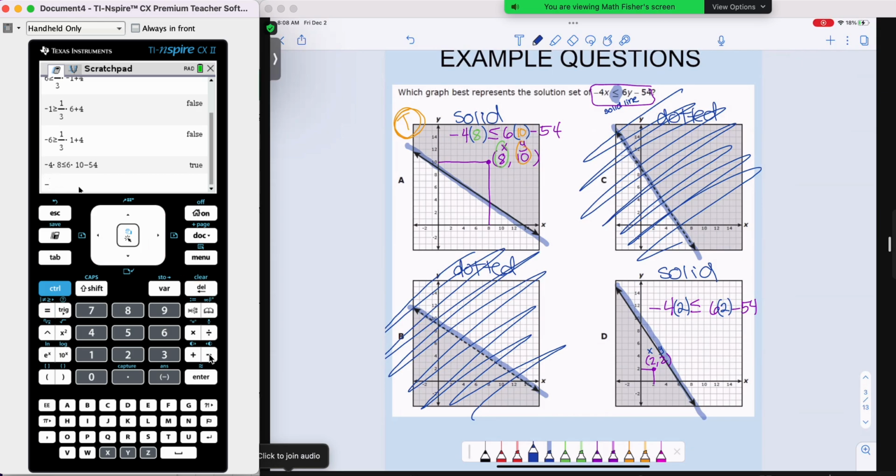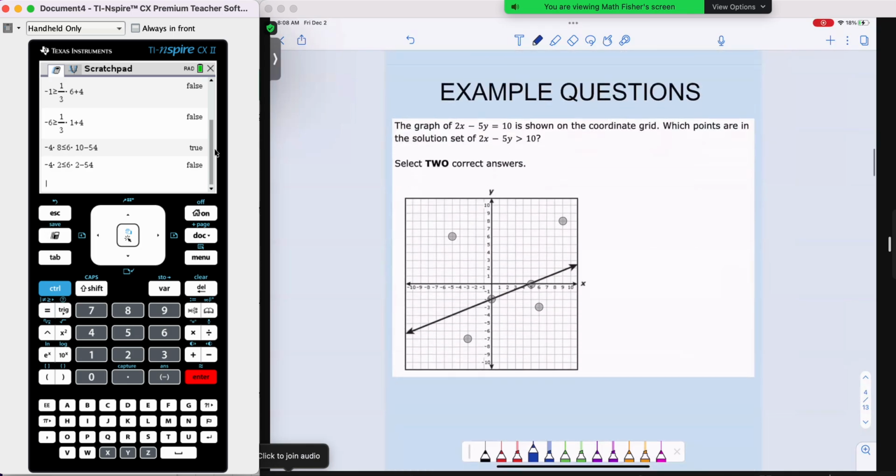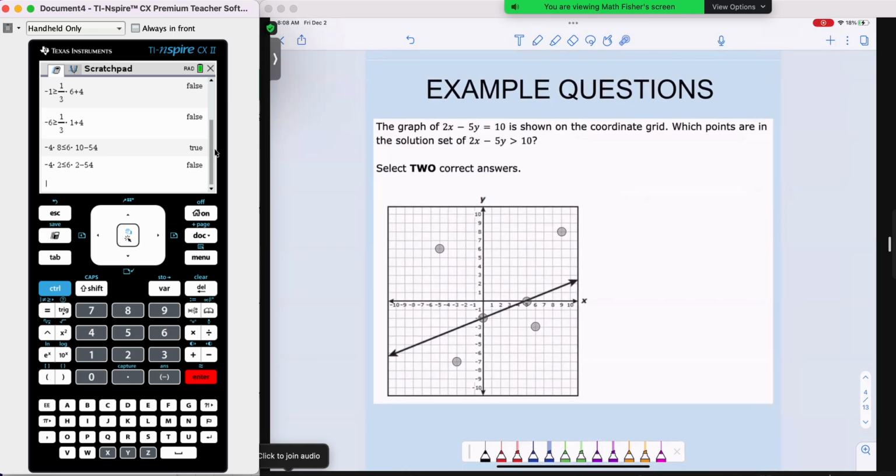Negative 4 times 2, control equals, put the correct symbol, 6 parentheses 2 minus 54. And that gave us false. So my only answer that came back true is A. So that would be my answer. If you have 2 trues, you need to go back and fix it. Something messed up.